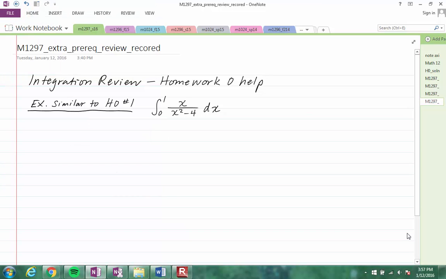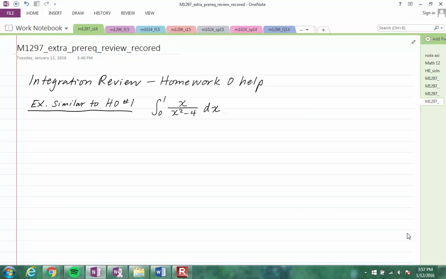I'm going to help you on homework 0. This problem that I'm going to start with, the technique is very similar to number 1, the same thing that you should do in that problem. It kind of looks a little different, but it ends up being a very similar problem.